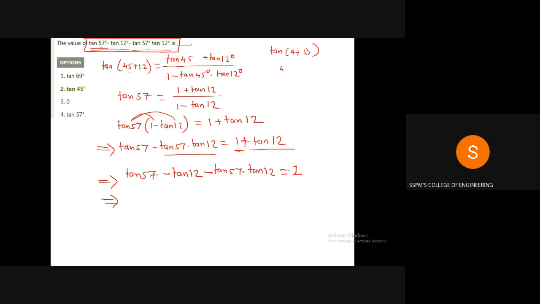So that was what was asked in the question, that is tan 57 minus tan 12 minus tan 57 into tan 12. The value is 1, but it is not given in that form in the options. So how can we write 1? Instead of 1 we can write tan 45 degree, because the value of tan 45 is 1. So that is the correct option.